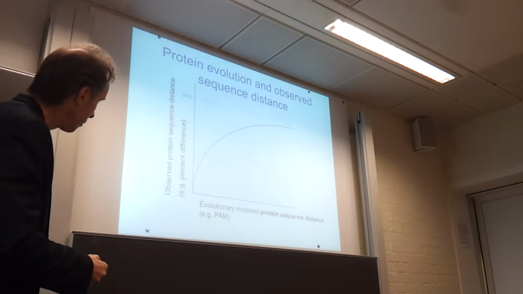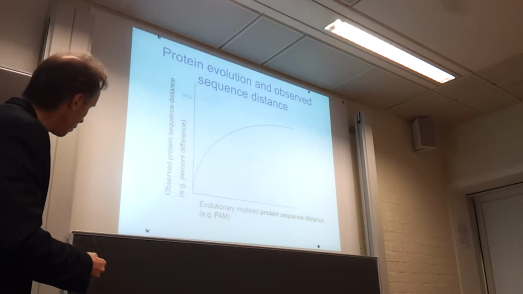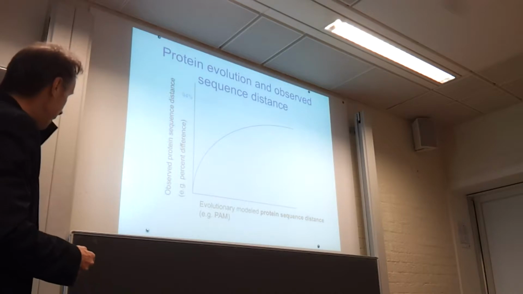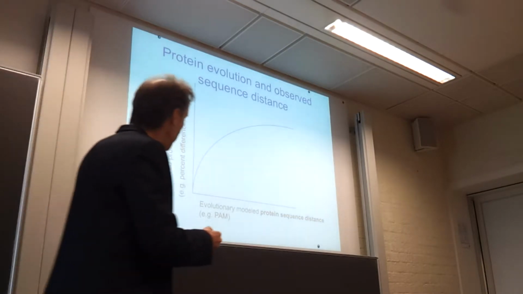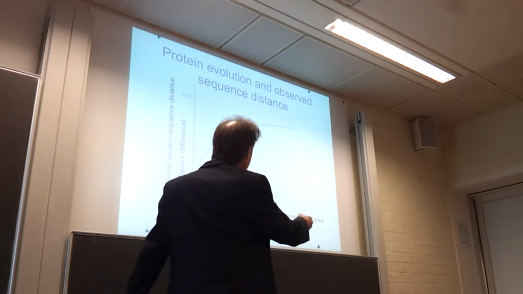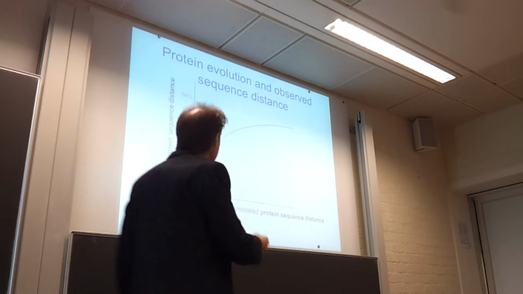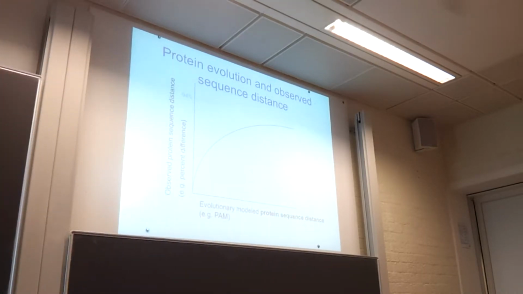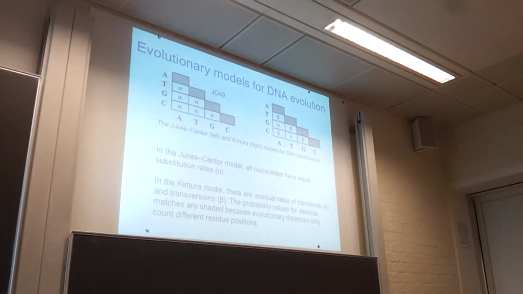Yeah? And this is a basic model I'm going to show you later on. In the model, evolution goes on, time goes on, and you get more and more mutations over time, but what you really can observe is limited by this distance. Okay? So here you have these two models again that I just showed you, Jukes-Cantor, this one, and this is the Kimura model.